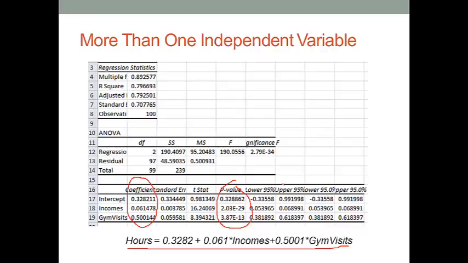So if you want to predict how long a customer from the population will use the mobile app, you should use hours equals 0.061 times incomes plus 0.5001 times gym visits. In the population, you don't need to consider the intercept because the p-value for the intercept is not significant, right? You cannot bring 0.3282 into the population. Also, it's a very small number, so it doesn't influence your results very much.